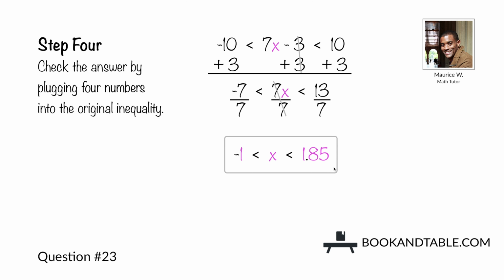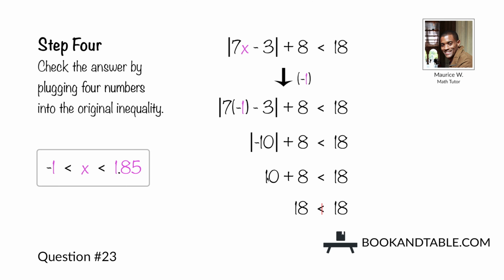So now we want to check this answer by plugging 4 numbers into the original inequality. So we'll start by plugging in -1, which should not work, and then we'll plug in 0, which should work. When we plug in -1 for x, 7 times -1 is -7, minus 3 would give you -10. The absolute value of -10 is +10. 10 plus 8 is 18, leaving you with the false statement, 18 is less than 18.